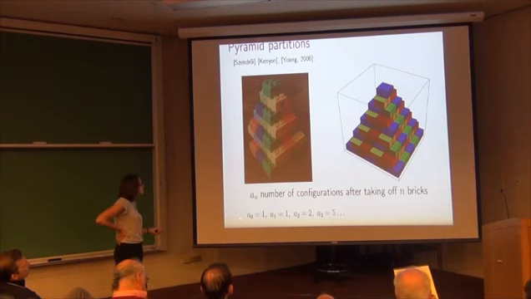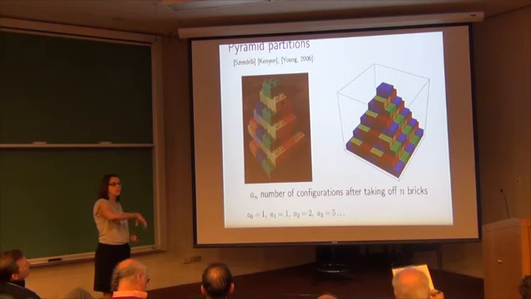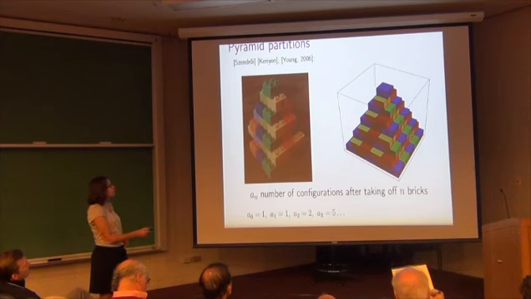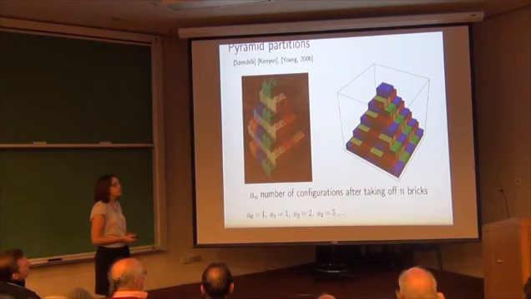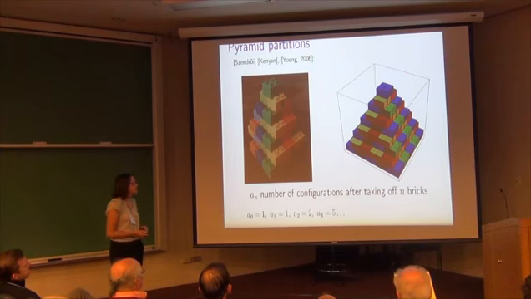Okay, so when we start with the full, we have one way. When we take off the first one, we have just one way because we take off bricks only from the top, bricks that are maximal. If I take off 2 bricks, I can take off this one and this one, or this one and this one. And if I take off 3 bricks, I have 5 ways to do it. But you can try, and if you take off 4 bricks, that's not the Catalan, it's 12.